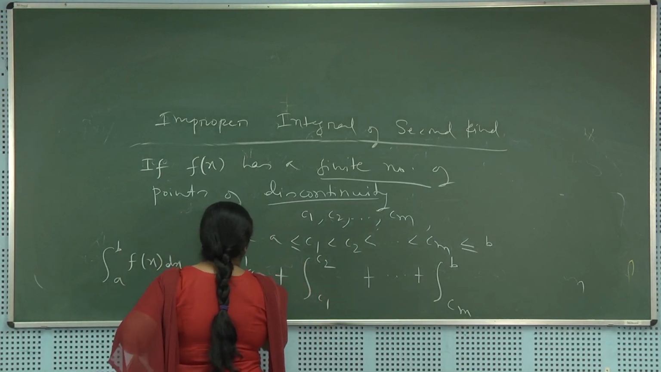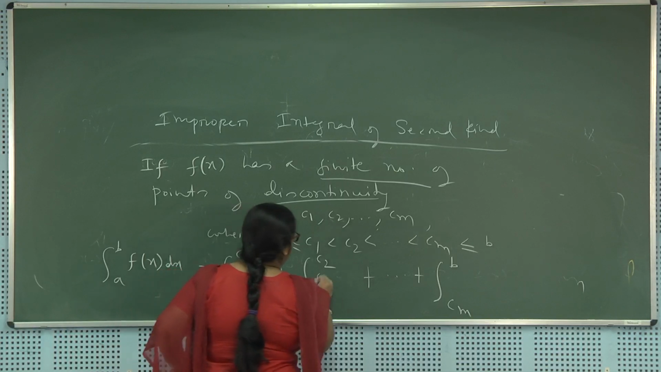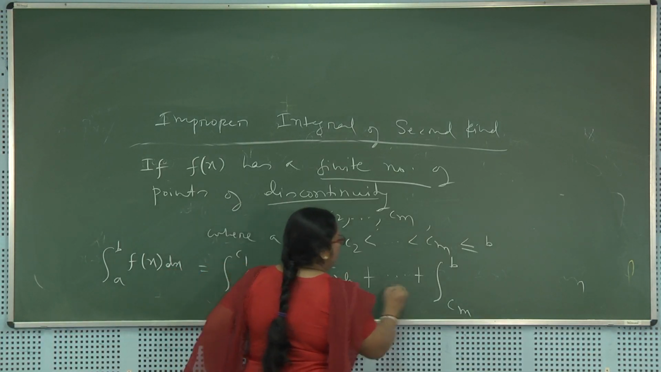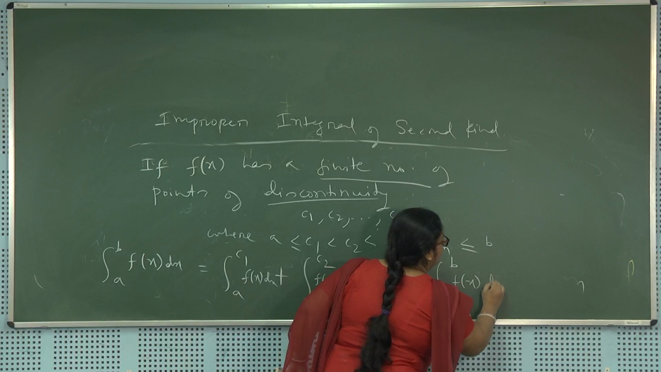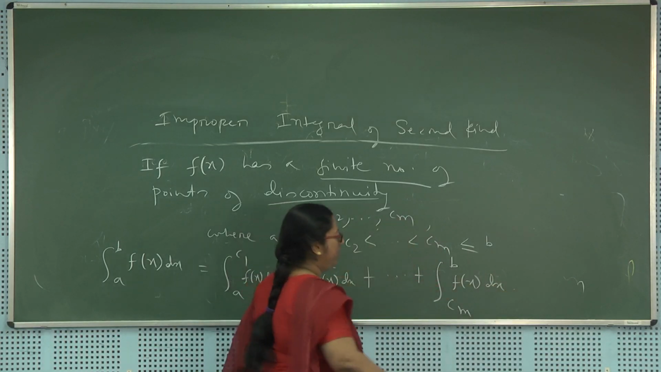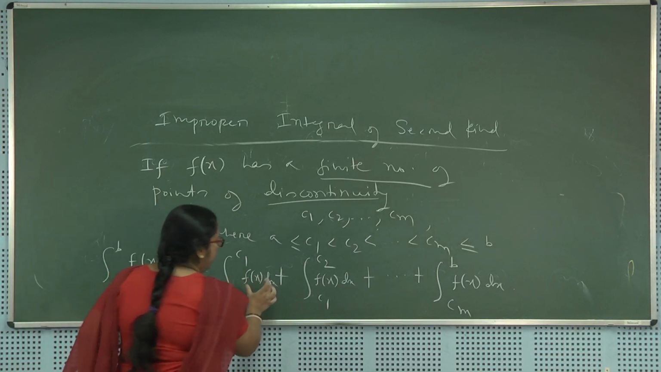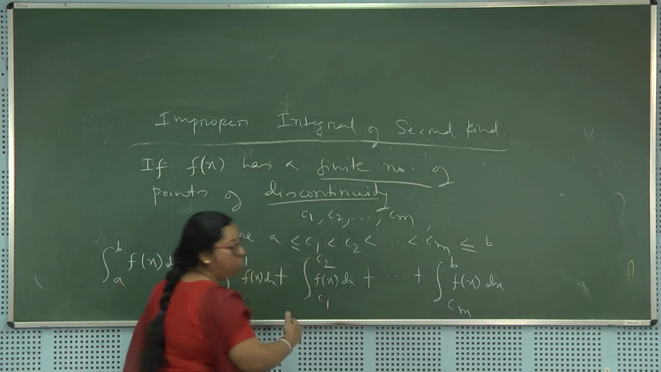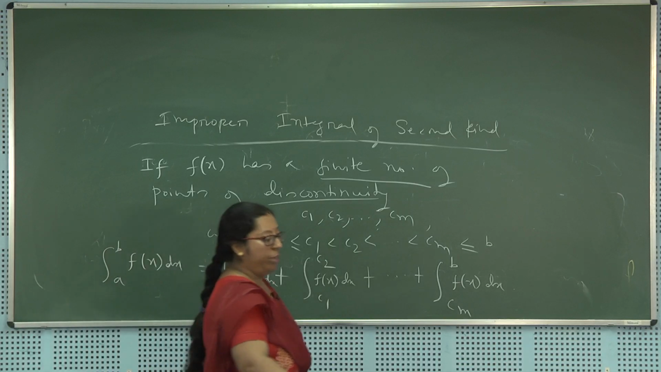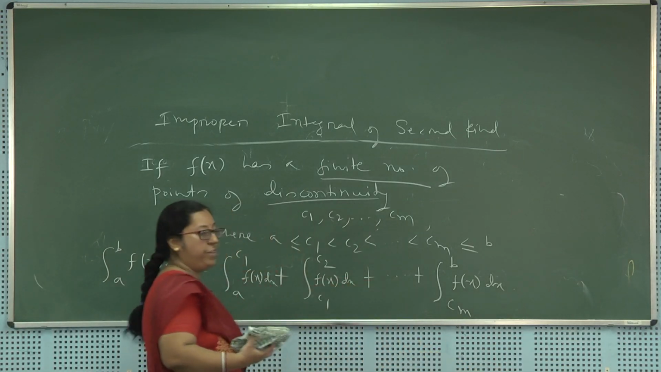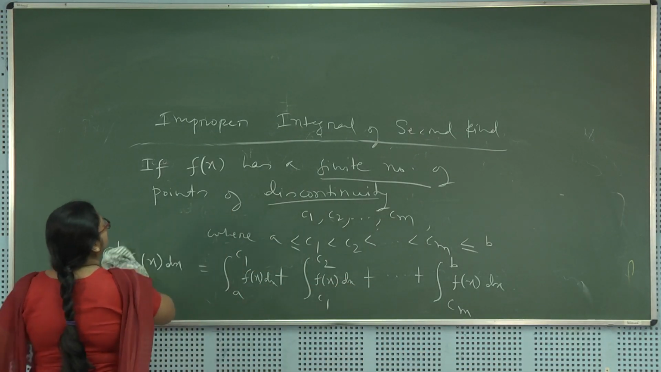So, f(x) dx, this is the integrand. Okay. So, this is the discontinuity. Now, we have to consider each integral separately and find out whether they are convergent or not, before we comment on the main integral, that is integral a to b f(x) dx. Now, let us deal with the cases separately.